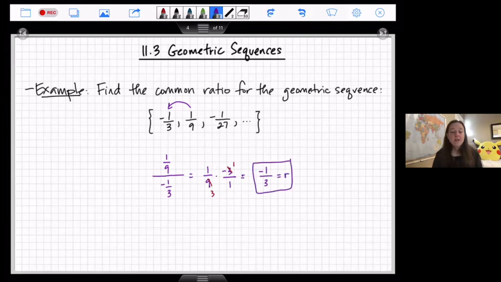Remember that we can think about that ratio in two different ways. In the definition, we were dividing a term by the previous term. And then I said we could also think about that as going forward in the sequence by multiplication. So let's check our answer by seeing if this works. If we go forward in the sequence, are we multiplying by -1/3? And this ends up working out. If I take 1/9 and multiply it by -1/3, you get -1/27, which is the correct next term in the sequence.